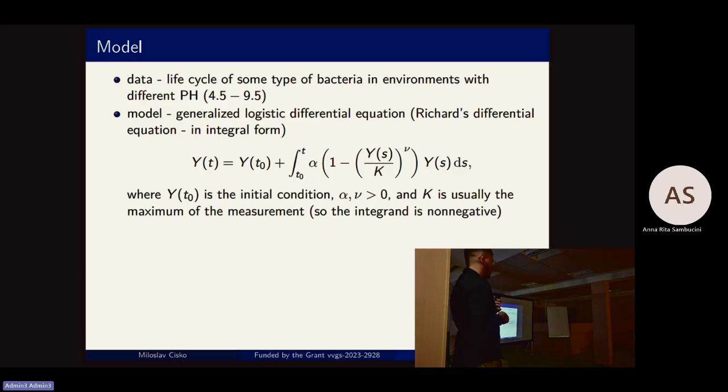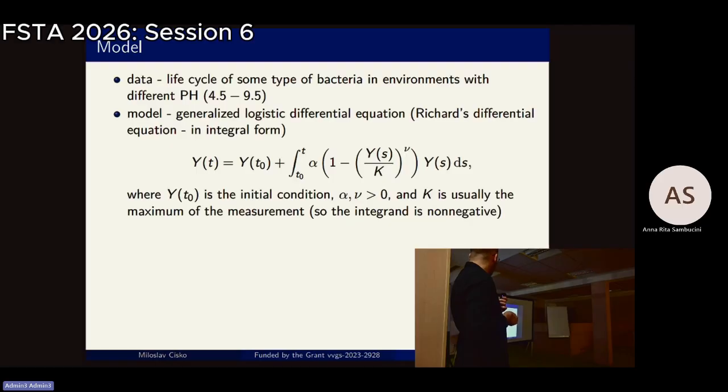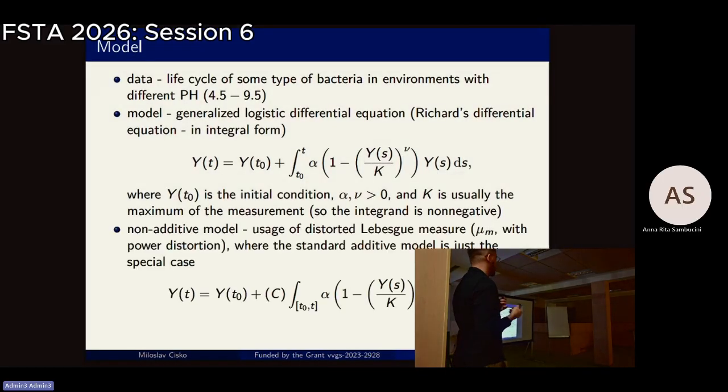Why this model? Because it is usually used in biological processes. Yeah, and y0 is just the initial condition, and those are the parameters of the model. And K is usually the maximum value of the measurement y. So this thing in this bracket is less or equal than 1. So this whole bracket is non-negative. So the integrand is non-negative. So y is a non-decreasing function, which is optimal for this type of process.